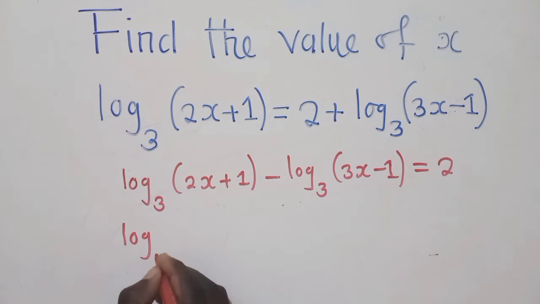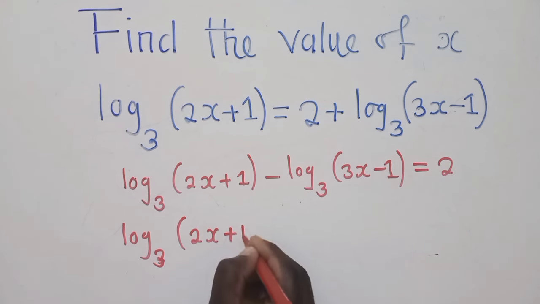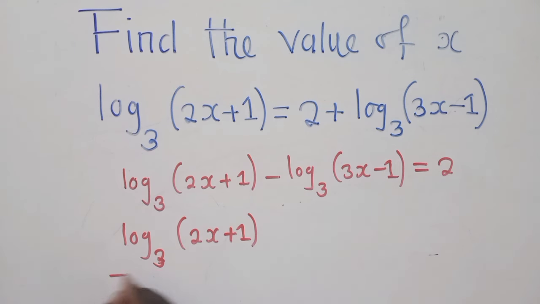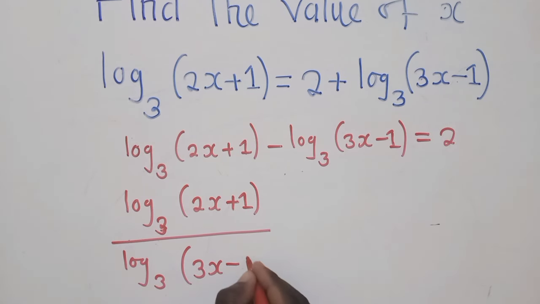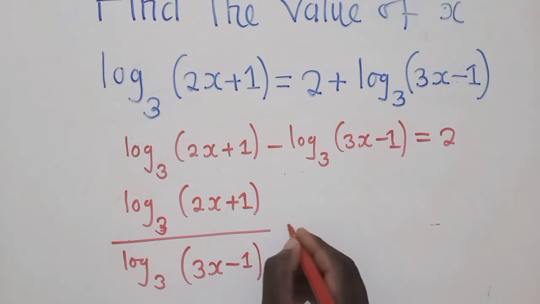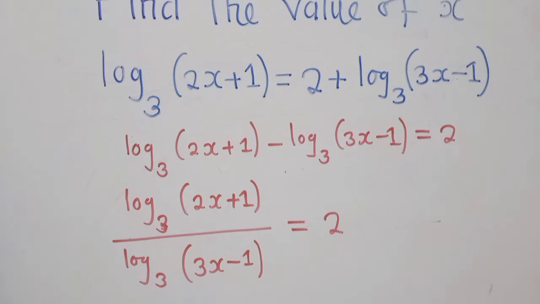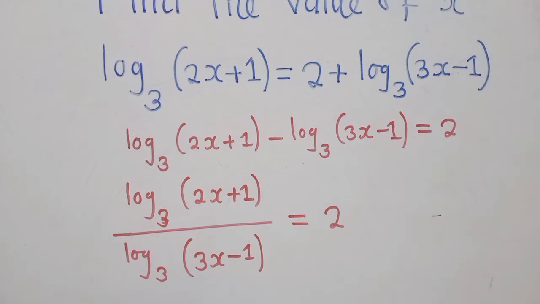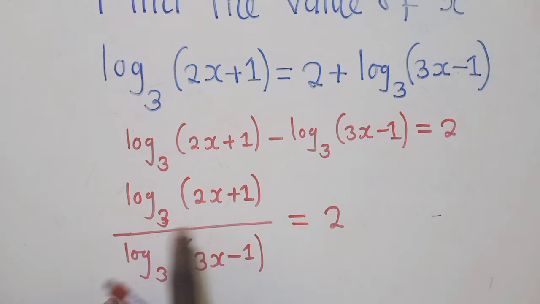So this is log base 3 of 2x plus 1, divided by log base 3 of 3x minus 1, is equal to 2. So you can see what has happened now. I've just applied one of the properties I shared with you. So this will be divided. It will be down here. And here we shall just remain with a 2.